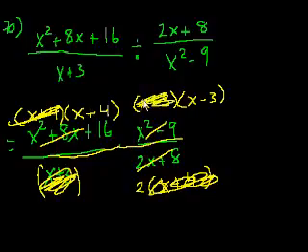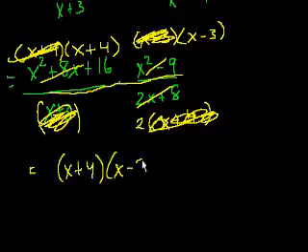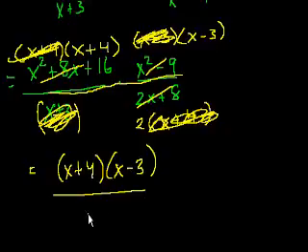And what are we left with? We are left with an x plus 4 times an x minus 3, all of that over a 2. And that is choice C.